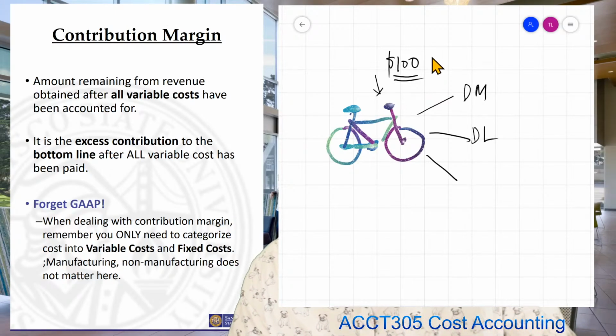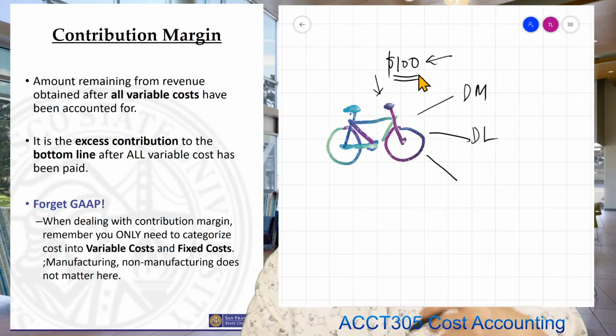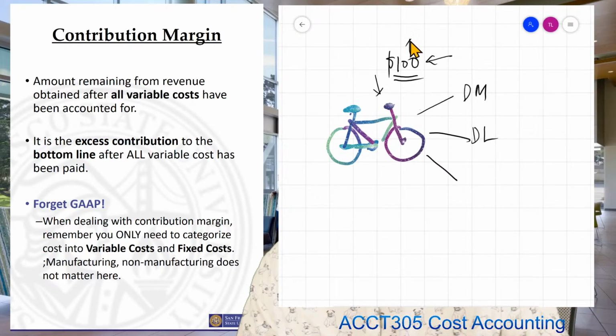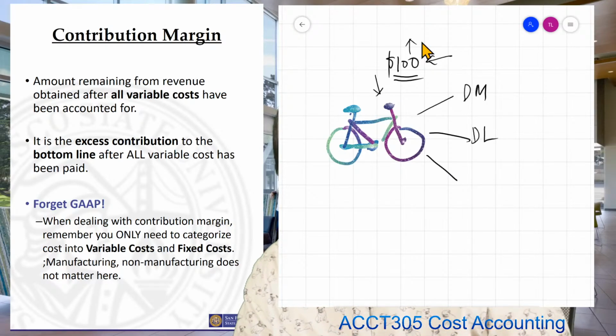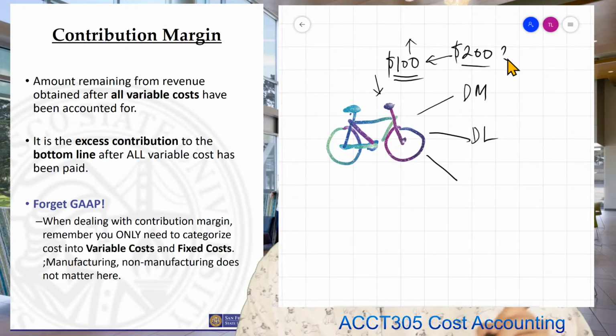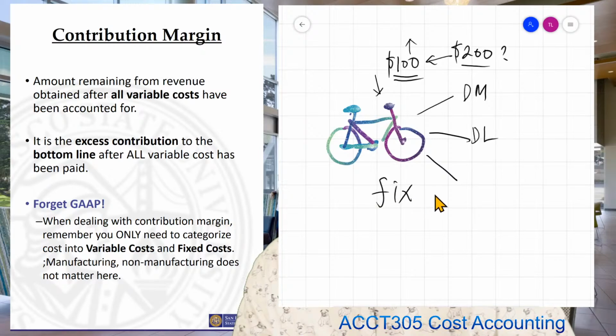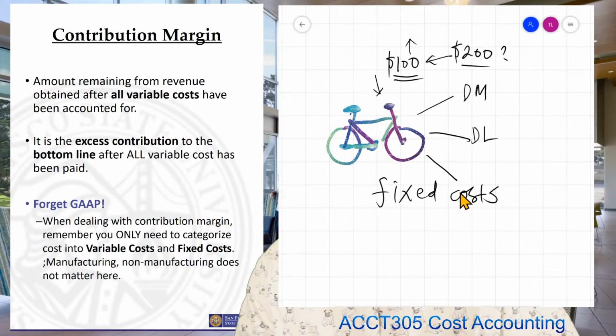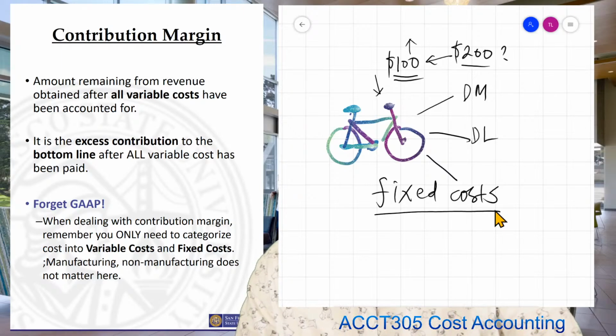Okay, and then we also know that by this $100, at least we have to sell this bicycle for more than $100 to cover all our costs, right? So if we sell it for $200, is that enough? We don't know yet, because what are we missing here? We are missing fixed costs, right? Because we're talking about building this bicycle. All the variable costs are now handled, but how about the fixed costs, right?